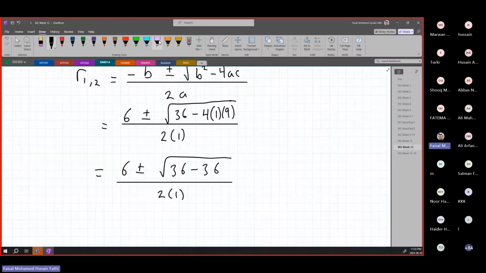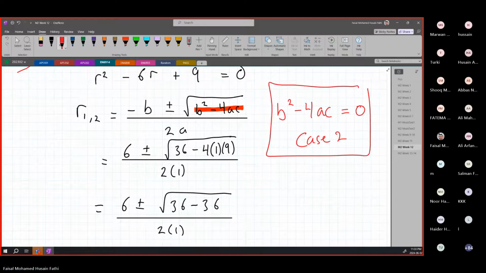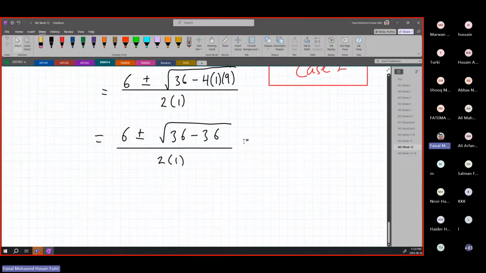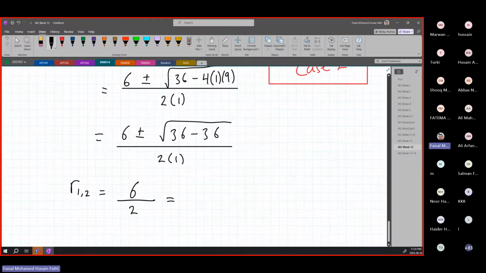If you notice now, in this case, our b squared minus 4ac is going to be equal to 0. So this is our second case, where b squared minus 4ac is equal to 0. This is case 2. Okay? What does this mean? Let us see. Now, if we solve for R1, 2, this is equal to 6 plus or minus 0, so 6 over 2, which is equal to 3. Meaning that R1 is equal to 3 and R2 is equal to 3.